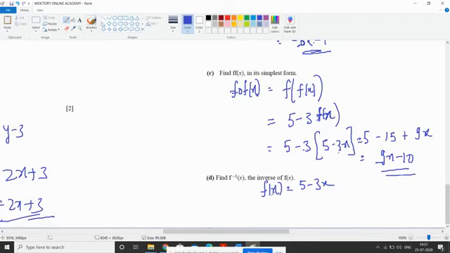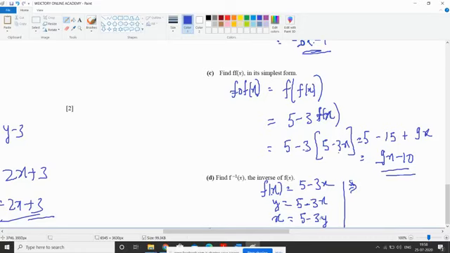Now first step, replace f(x) with y. So y is equal to 5 minus 3x. That's the first step. Now replace y with x and x with y. So x is equal to 5 minus 3y. The last step, make y the subject.